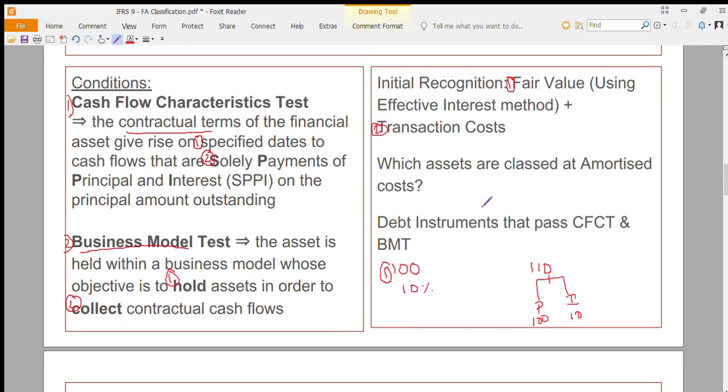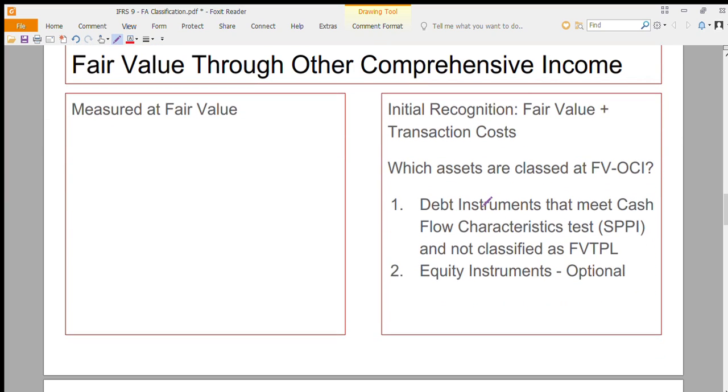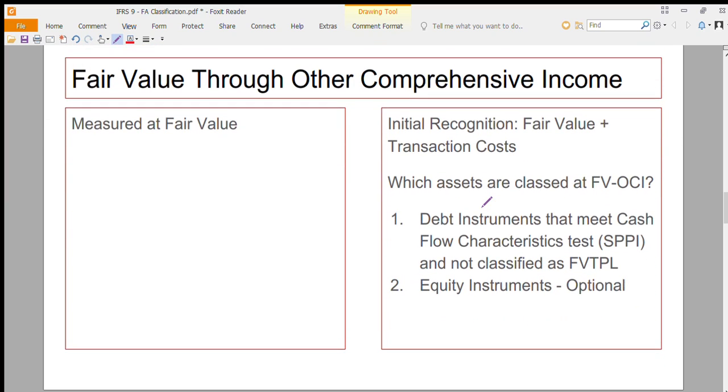Let's move on to the other two categories, which will be very quick. I'll quickly tell you when an asset can be classified under these categories. The first of the other two categories is fair value through other comprehensive income. So here, let's look at whether the financial asset is a debt or an equity. Only a debt or an equity instrument can be classified under this. For example, if an asset is a derivative, it cannot be classified here.